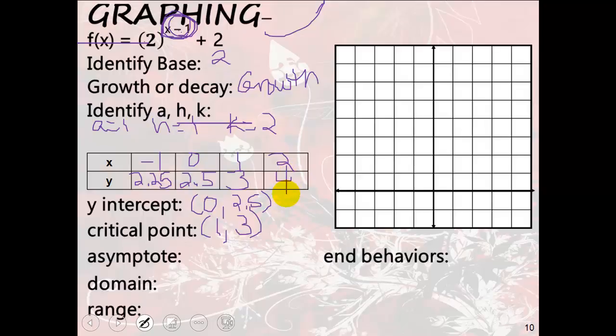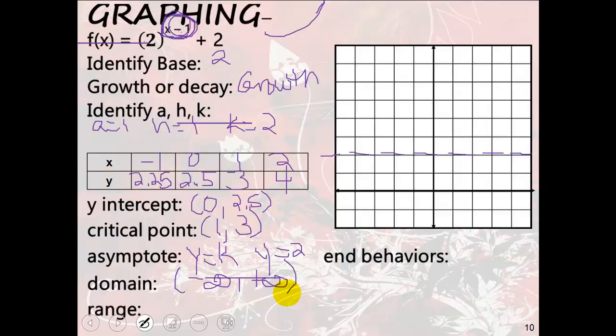Okay? My asymptote is y equals k. And so this is y equals 2. So here's what I do when I have an asymptote. Make a dotted line because that's what I can't cross. My domain is always negative infinity to positive infinity. My range, I'll fill that in just a second.